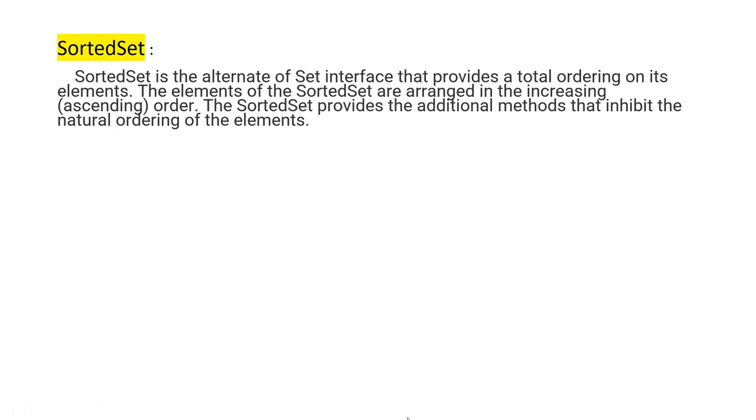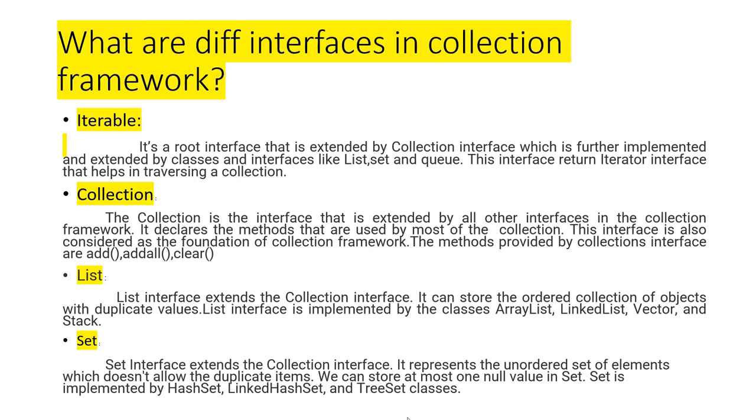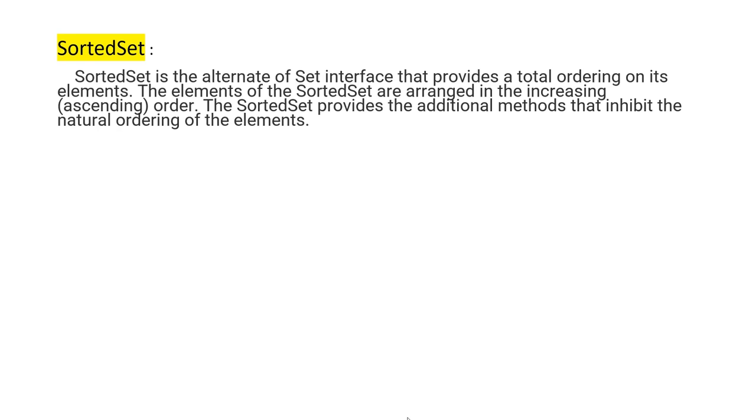Next is sorted set. Sorted set is a subset of the set interface, or you can say it extends the set interface as it provides an ordering of the elements. Because set does not have an ordered collection, an ordered set of elements, but sorted set provides an ordered set of elements. So it contains them in ascending order or in descending order. In a particular order, it stores the elements.